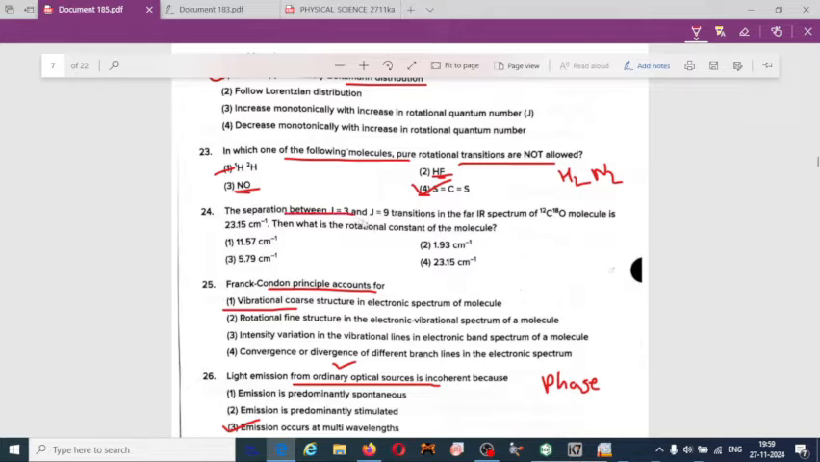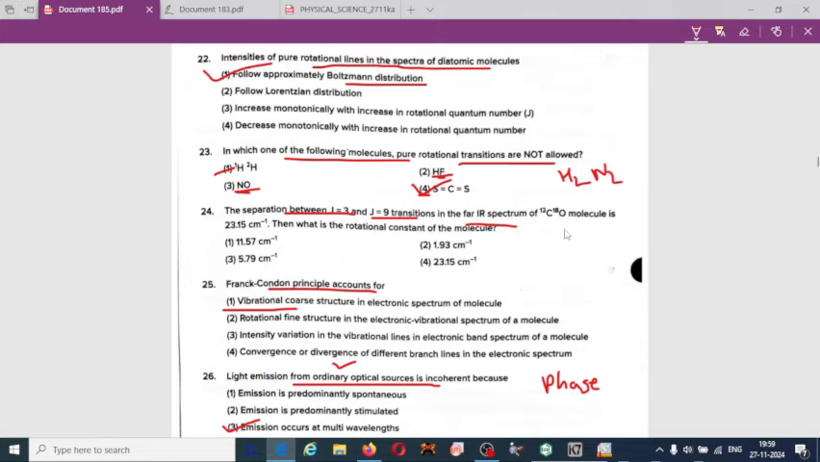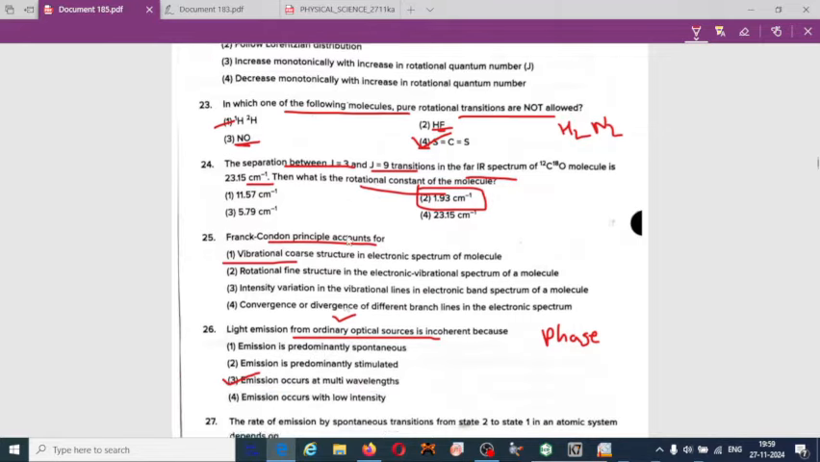The separation between J equal to 3 and J equal to 9 transition in the far IR spectrum of carbon monoxide molecule is 23.15. Then the rotational constant of the molecule, 24, option 2, 1.93 per centimeter.